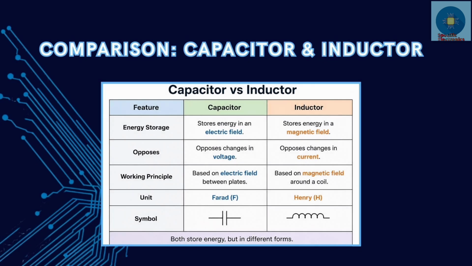Before ending the video, here's a quick comparison between a capacitor and an inductor. Both components can store energy, but they store it in different forms. A capacitor stores energy in an electric field, while an inductor stores energy in a magnetic field. Also, a capacitor opposes changes in voltage, whereas an inductor opposes changes in current.